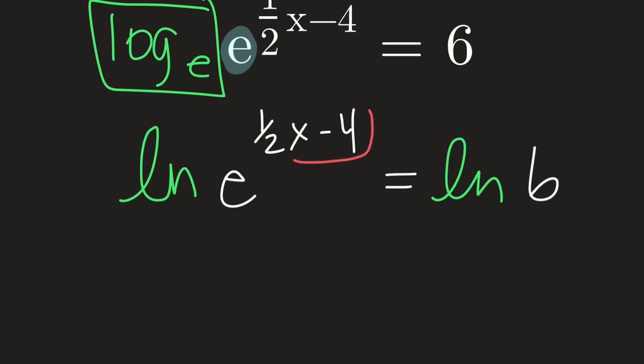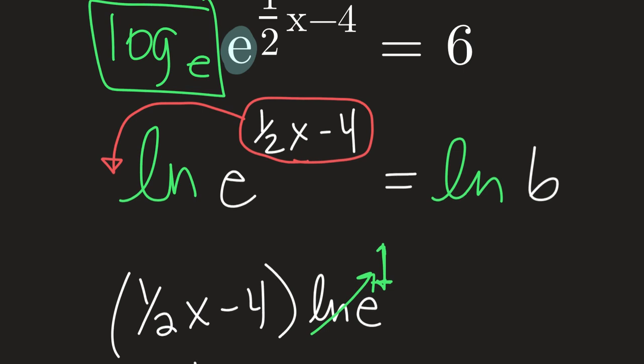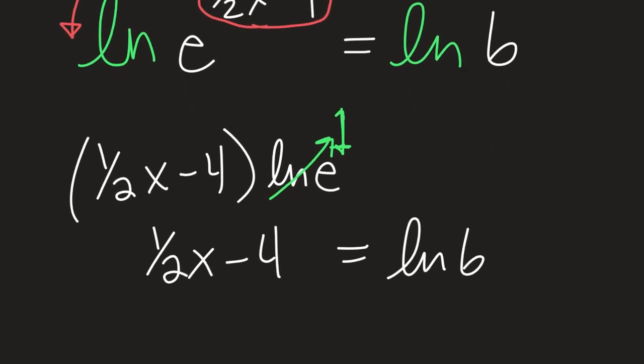Now, we use that property that says when you take the log, the exponent becomes your product. It comes to the front. So you can move your 1/2 x minus 4 to the front, and we're going to multiply that by the natural log of e. Hopefully you recognize from the last problem, the natural log of e is 1. That's why we take the natural log, so that the bases are the same, and the answer is just 1. So we just get the exponent, 1/2 x minus 4. And on the right side, we have the natural log of 6.